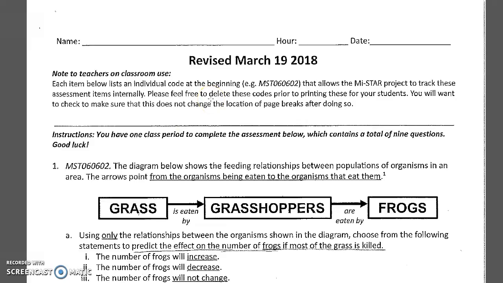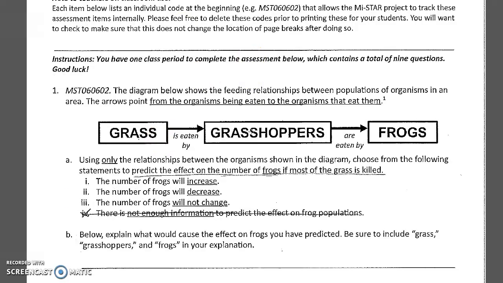The diagram below shows the feeding relationship between populations of organisms in an area. The arrows point from the organism being eaten to the organism that eats them. In the diagram, we have grass, which is eaten by grasshoppers, which are eaten by frogs. Think about this relationship when answering the following questions.